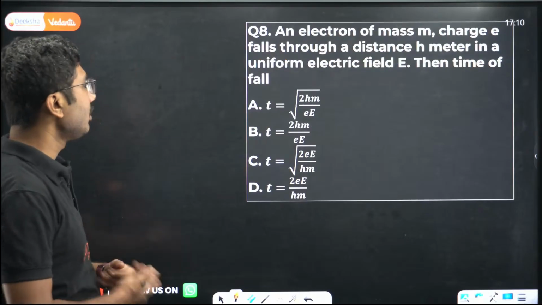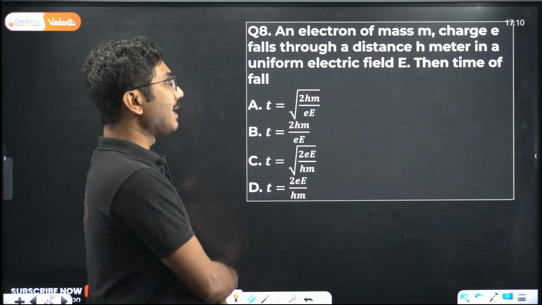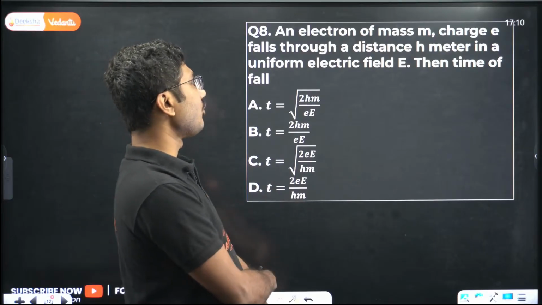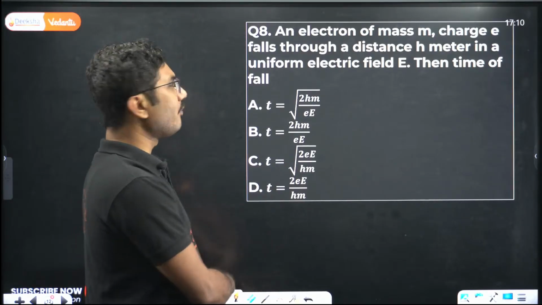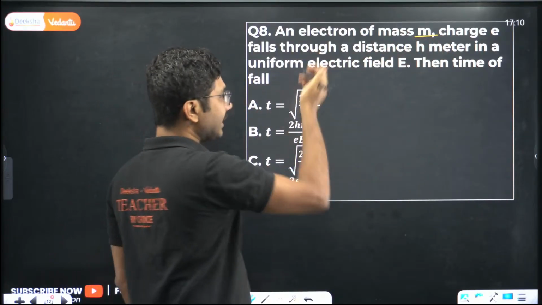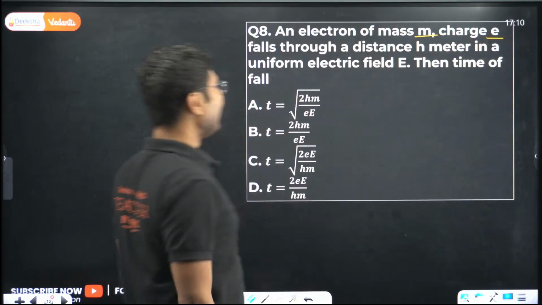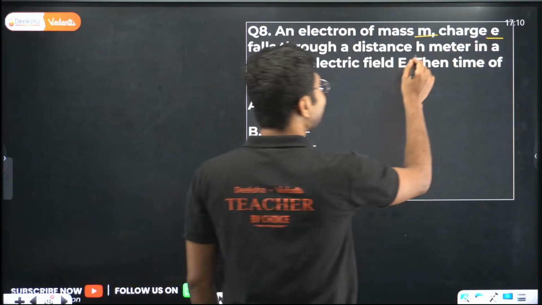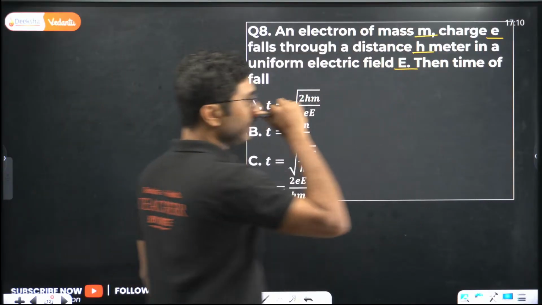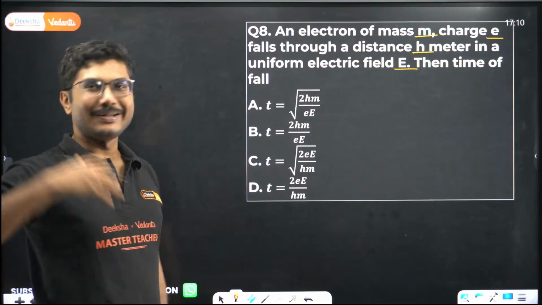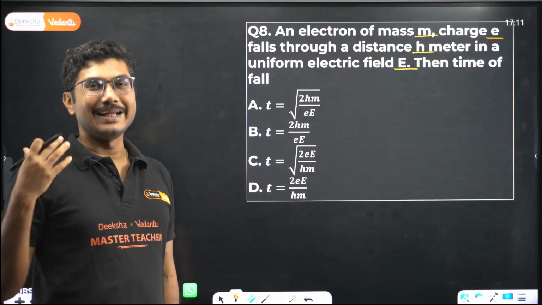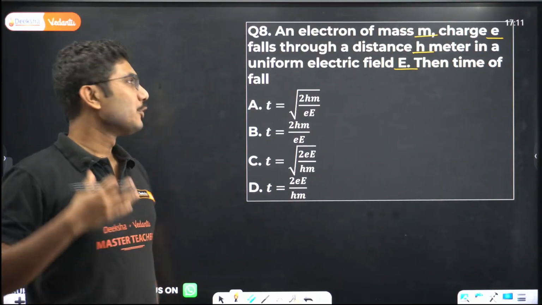Now let's move on. An electron of mass m, charge e, falls through a distance h meter in a uniform electric field E. Then the time of fall is. So mass of the electron is m, charge is given by e, and it falls a distance h meter in a uniform electric field E. Then what is the time of fall? Completely different question. You might think, oh, what to do? Mass is given, charge is given, height is given, electric field is given, but they are asking about time. So do not be confused.